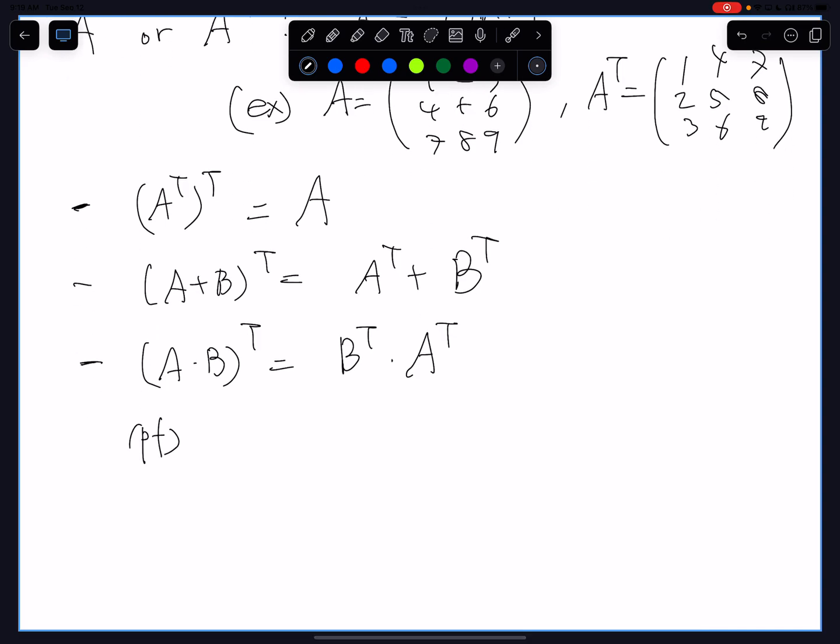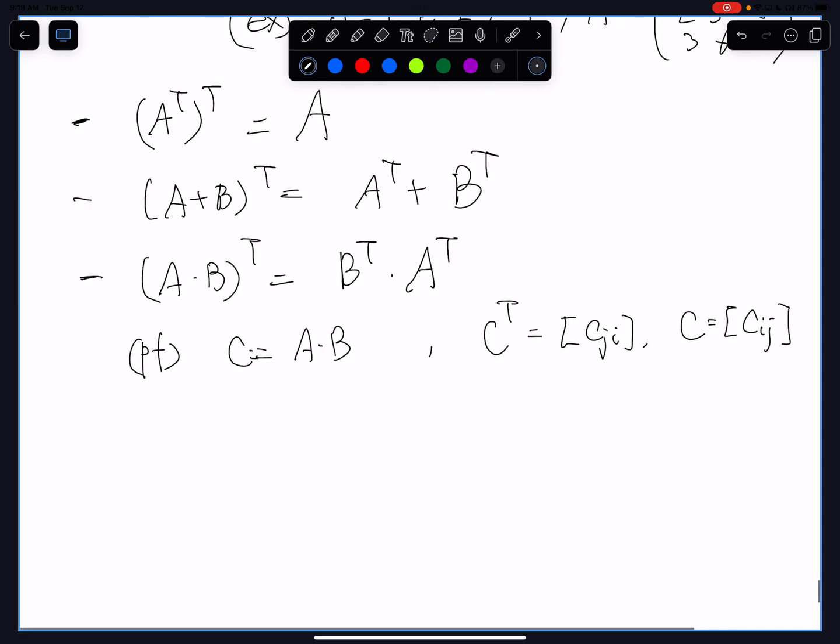So the proof goes like this. Define C as A times B. Then C transpose is going to have entries C_JI, and C is going to be C_IJ, right? When I is the index for the row and J is the index for the column, for C transpose the indexes are reversed. So first row second column becomes second row first column, right? So this is what I meant by writing it this way.